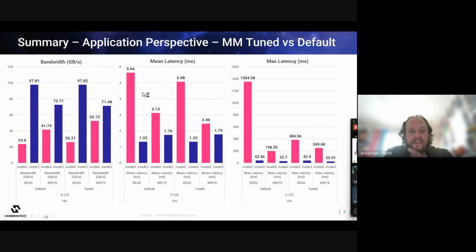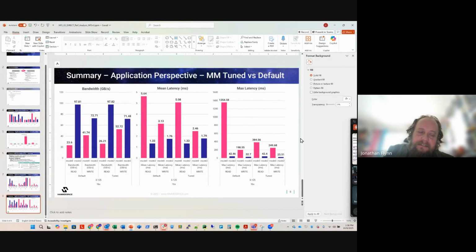On the left, you've got default. On the right, you've got tuned. And then you have the two reads, 23, 26, and writes 41, 52. Average latency went down from 5.6 for the read to 5.50, so average latency went down a bit. Writes average latency also went down a bit, but this is the big one: that big outlier of 1.3 seconds went down to 380 milliseconds. And so that was one area where I looked at memory management tuning.